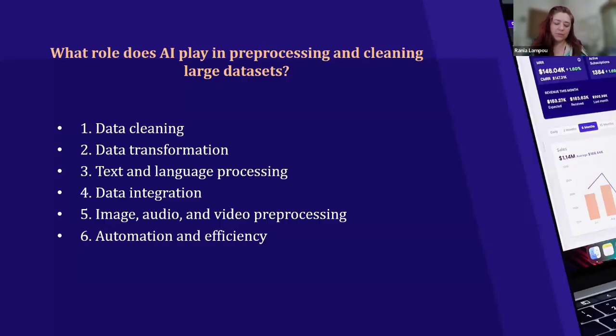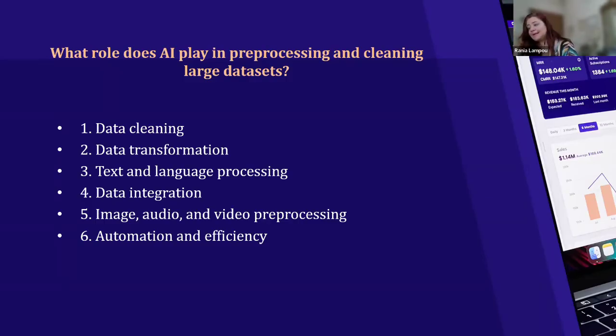AI plays an important role, as I mentioned before, in pre-processing and cleaning data. With missing value imputation, we can intelligently predict and fill in missing data based on patterns in the data sets, using, for example, regression or deep learning. It helps with outlier detection: machine learning algorithms identify and flag anomalous or erroneous data points that could alter analysis. And noise reduction, because AI filters out irrelevant or redundant data using statistical models or clustering techniques.